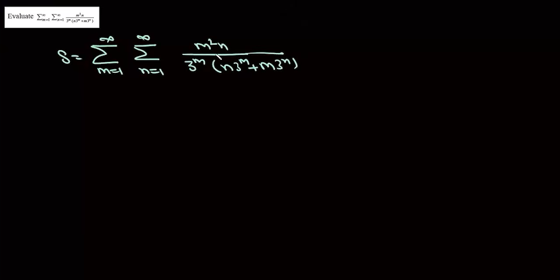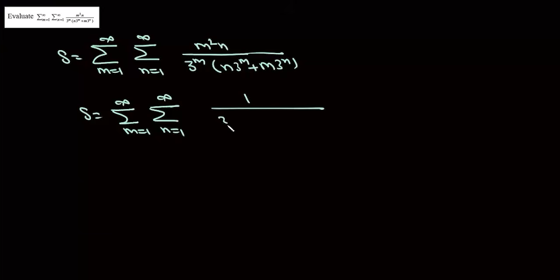Now what we'll do is divide everything by m square n. We can write this sum as summation m varies from 1 to infinite, n varies from 1 to infinite, and this is 1, and we'll split as m and n. So there will be 3 to the power m by m, and this is 3 to the power m by m plus 3 to the power n by n.